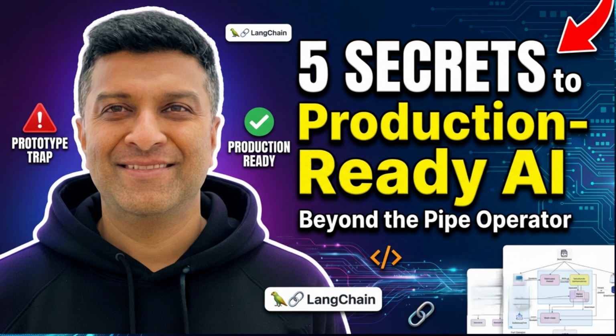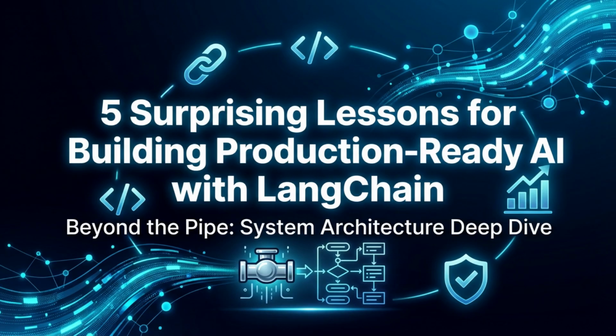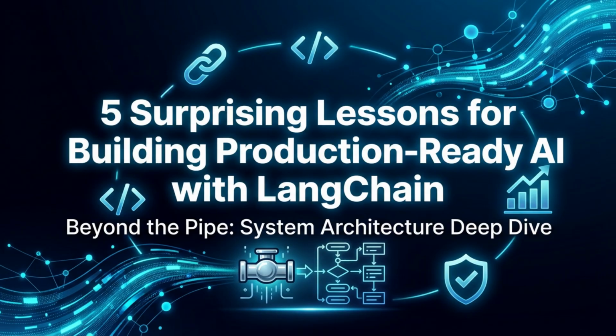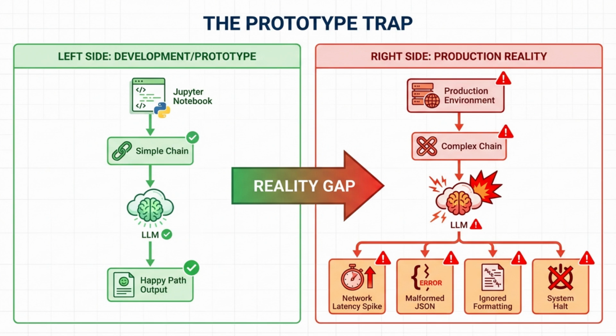If you've ever built something with LangChain that worked perfectly in your notebook, but completely fell apart in production, you're not alone. Today, we are going beyond the simple pipe operator to uncover 5 architectural patterns that separate toys from production-ready AI systems. Let's dive in.